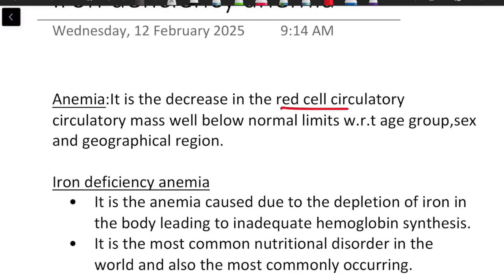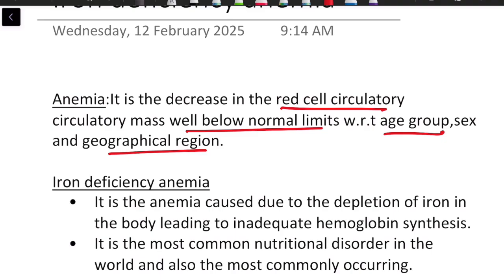It is the decrease in the red cell circulatory mass well below the normal limits with respect to an age group, sex, or geographical region. So when red cells in our body are decreased below the normal limits, and that too with respect to a proper age group, because with an age group, sex, or geographical region, the level of RBCs or the range of hemoglobin varies, the normal range of hemoglobin.